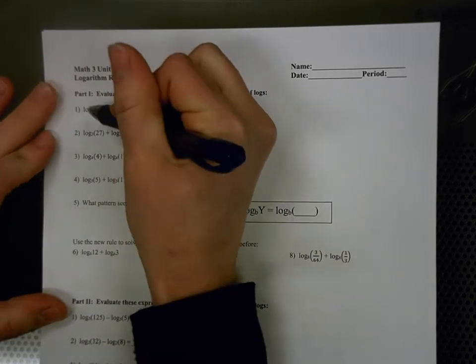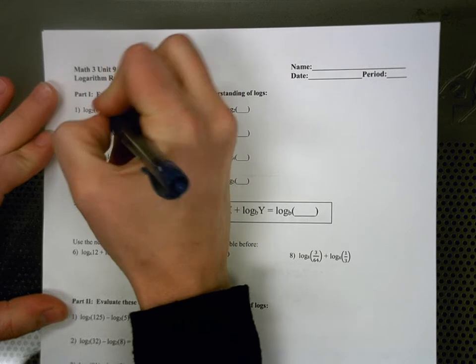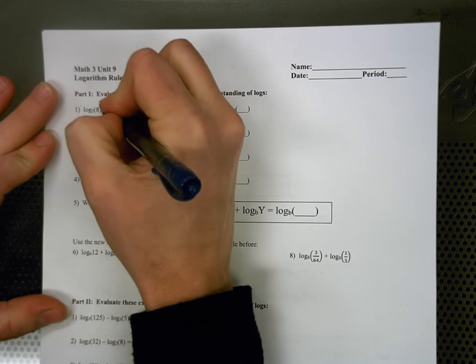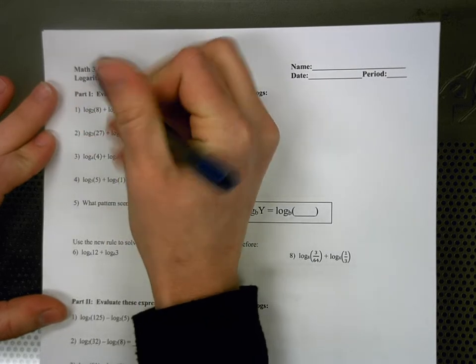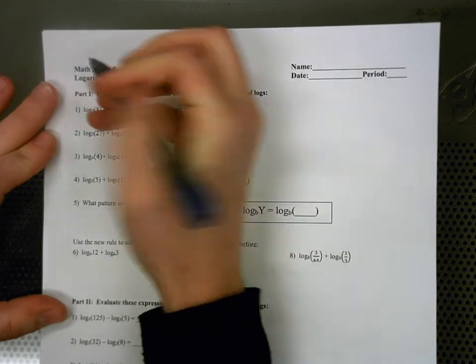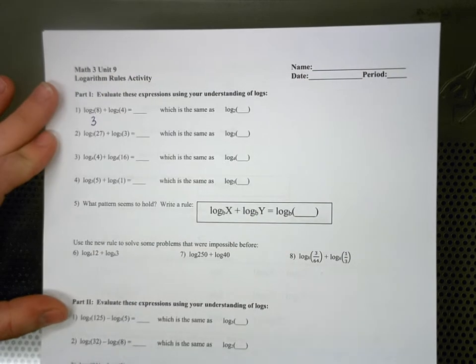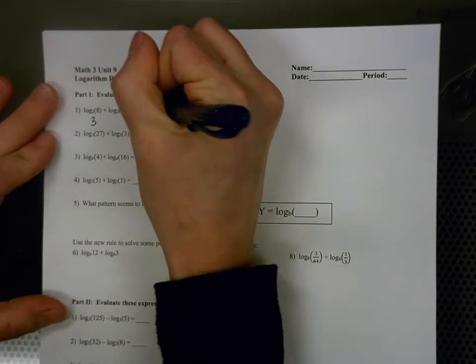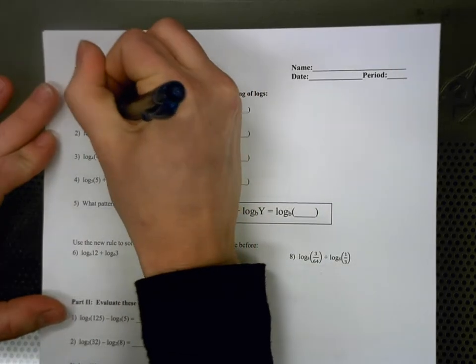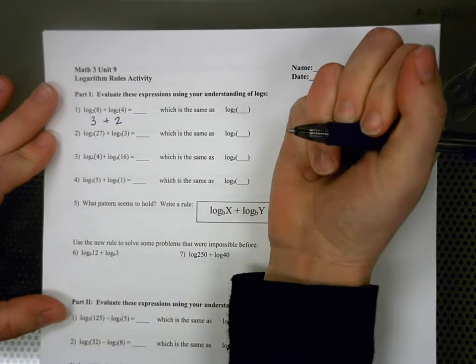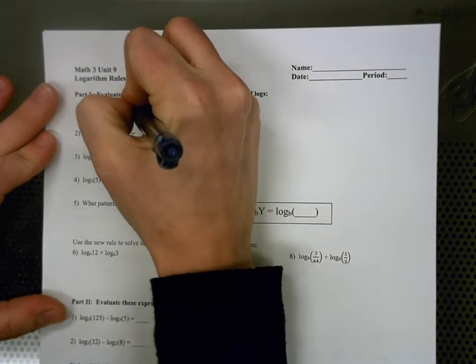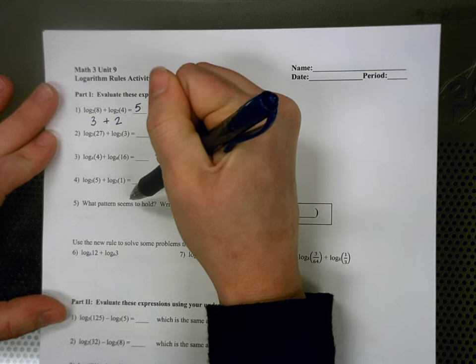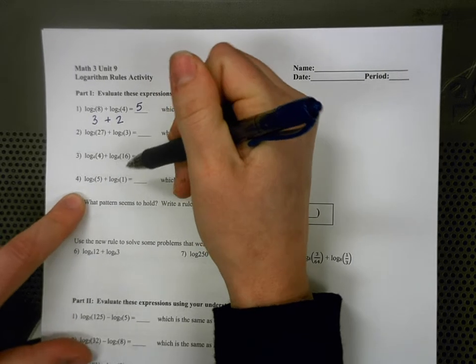All right, so what power do I raise 2 to get 8? So in other words, 2 to what power gives me 8? 2 to the third power is 8, so that's 3. 2 to what power gives you 4? That's 2. So in this case, we're doing 3 plus 2, which gives you 5. We're going to do that for all of these, 1 through 4.